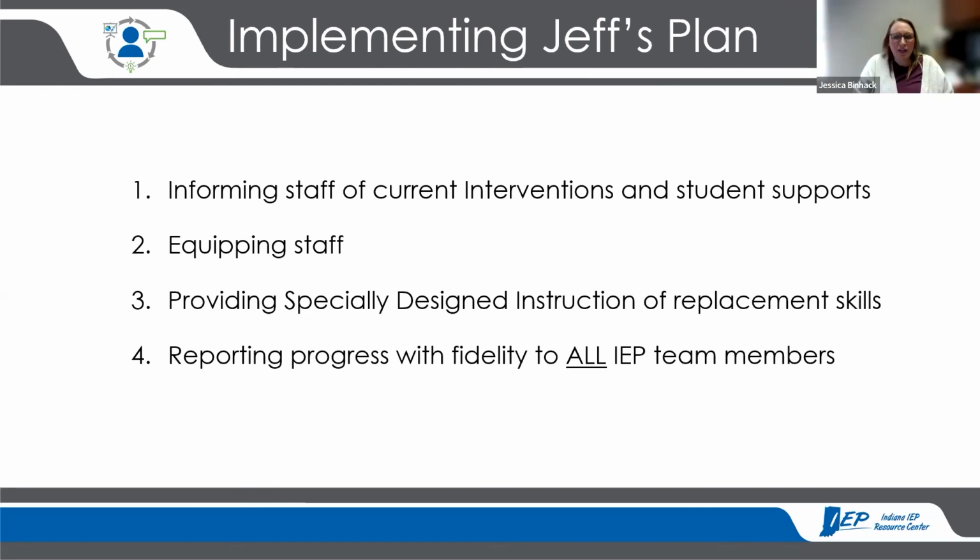Megan, does that kind of answer your question, or are you looking for specific replacement behaviors? I can unmute. Cannot unmute.